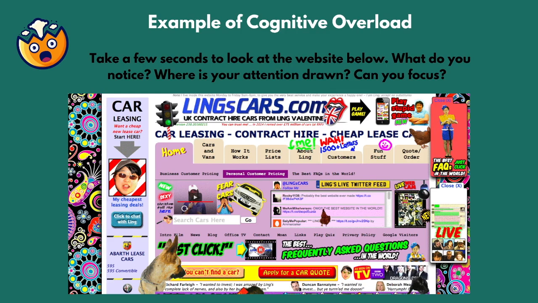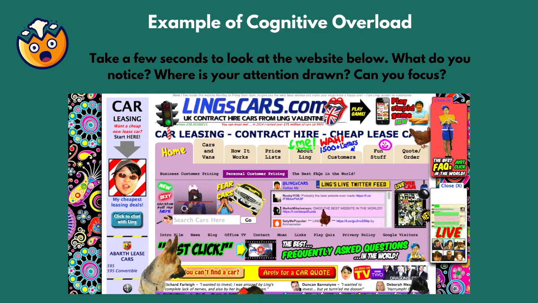So, this is an example of cognitive overload. There is just a ton of information coming at the user. There are tons of visual designs, right? Tons of bright colors. I see bright pinks and bright greens and call to action buttons. Click here, apply for a car quote. There's also an overwhelming amount of text. I can't even get my eyes to look in a particular place because it's jumping from the left part of the page to the right part of the page. This would be an example of too much going on.